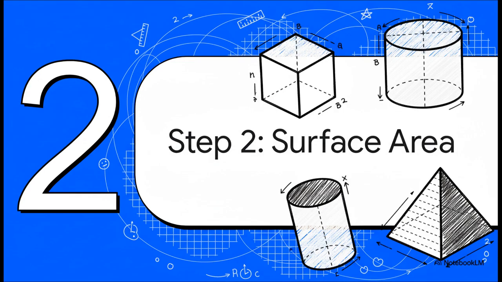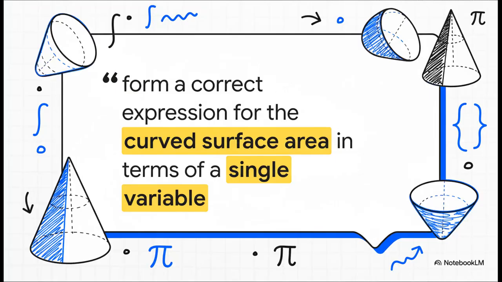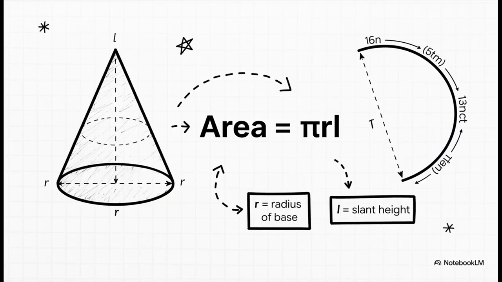Now for step 2, finding the surface area. So back to our trusty mark scheme, what's next? It says our second P1 mark comes from forming a correct expression for the curved surface area in terms of a single variable. We've already got everything in terms of h, so we're all set for this. You probably remember the formula for the curved surface area of a cone, right? It's pi times r times L. And the best part is we already have expressions for both r and L just in terms of h. So you know what's coming next? We just substitute them in.